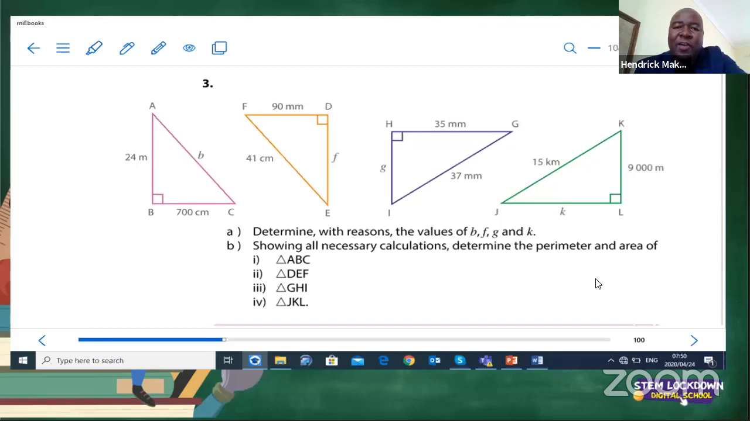You've correctly divided 9,000 by 1,000 to get 9. So you are correct when you say 9,000 meters is equal to 9 kilometers. So that's the correct answer there. And of course, I want you now to find the missing value of K there. What will be the value of K in kilometers?